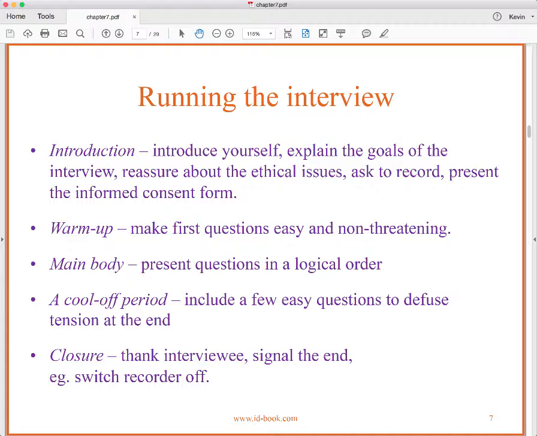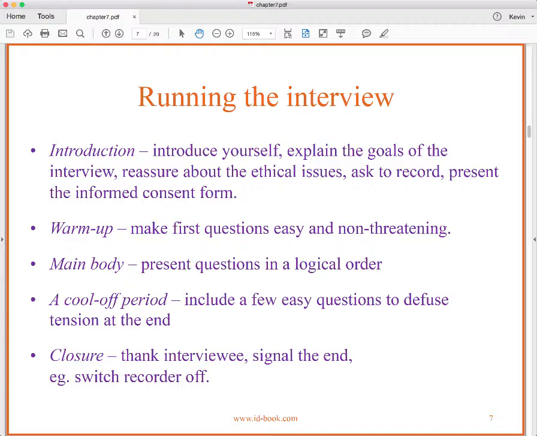So what's the introduction? Well, we introduce ourselves, we explain the goals of the interview, we reassure the subject about ethical issues, ask if it's okay to record, present the informed consent form, all those things. Then we have a warm-up. So we want to make the first questions easy and non-threatening. For some people, it's hard to get started, okay? So asking questions that, say, get demographic information about the subject are probably good things to start up with.